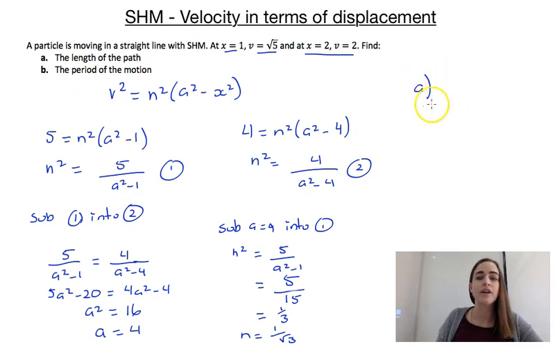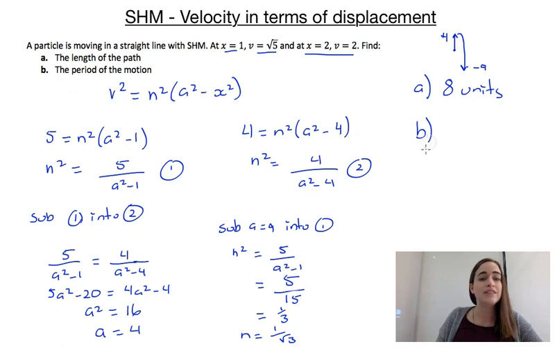So for part A, the length of the path, this is the maximum. So what that means is that from my equilibrium point, I'm going up 4, but I'd also come back and go down to -4. Okay, because it swings equally on both sides of that equilibrium point. So that means that the length of my path is 8. Now I think it was originally in meters, so let's go with 8 meters, or we could just say 8 units.